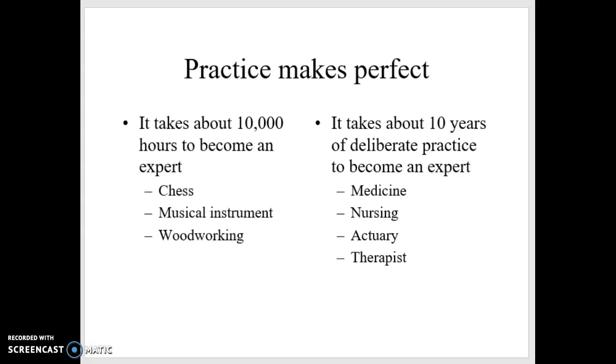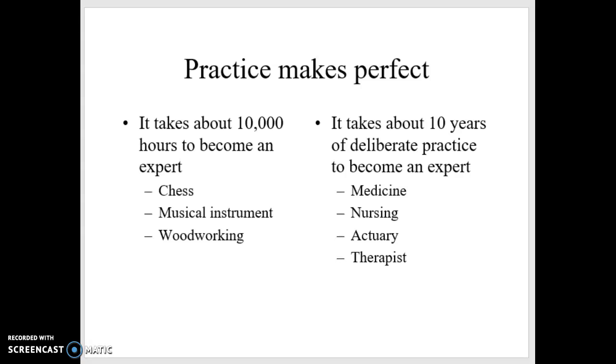Well, research has shown that it takes about 10,000 hours to become an expert at something like chess. Perhaps you've heard of the famous Bobby Fischer, right? I am one of those people that will tell you that he is the greatest chess player ever. There are others who may tell you that it's Magnus Carlsen. But to become a chess expert takes at least 10,000 hours of practice.